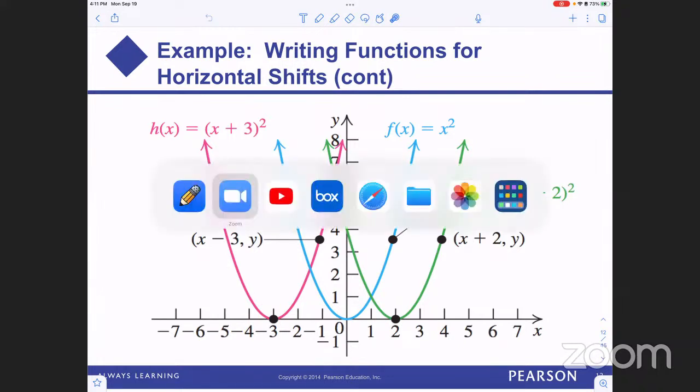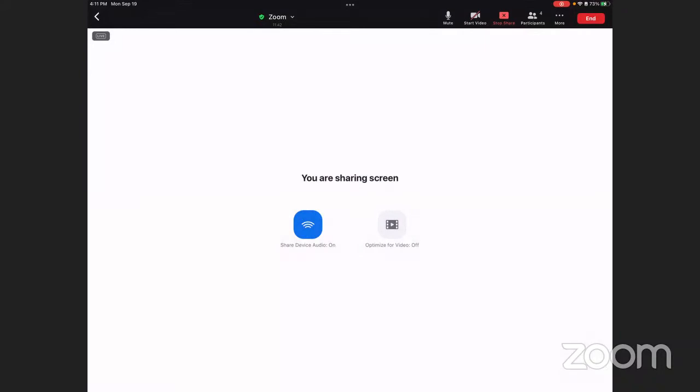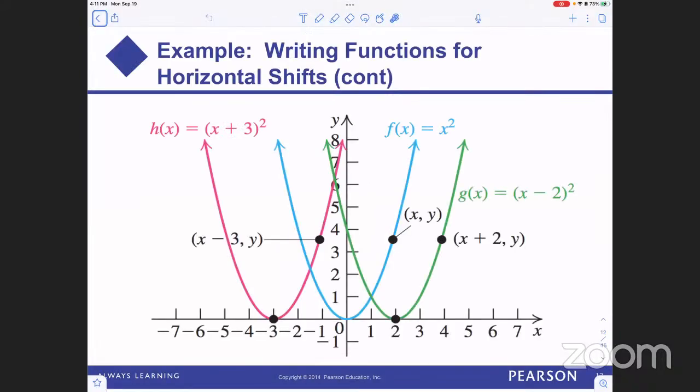Let me just check the chat really quickly. Chat looks good. I think we lost 2 people. Let's keep going.